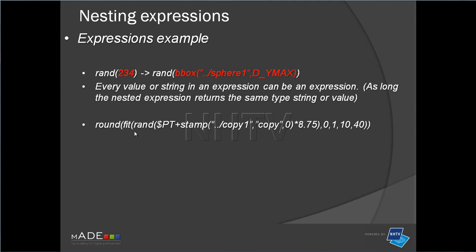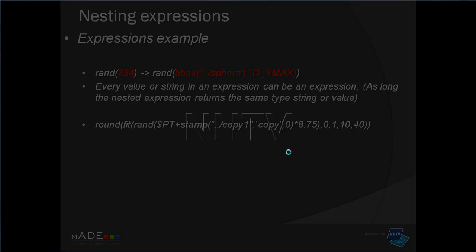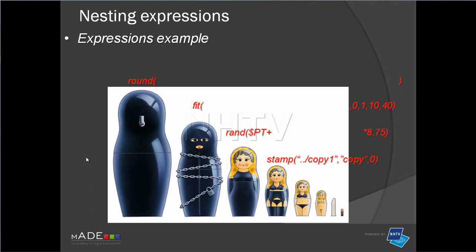So if you round, fit, random, $PT, so the number, so each point plus stamp, etc. You can compare this a little bit to those Russian dolls. So you have each time an expression sitting inside of another expression. This is how it gets evaluated. First, the stamp value is going to be evaluated. That value is going to be placed inside over here. Then the randomness with this whole expression is going to be evaluated.